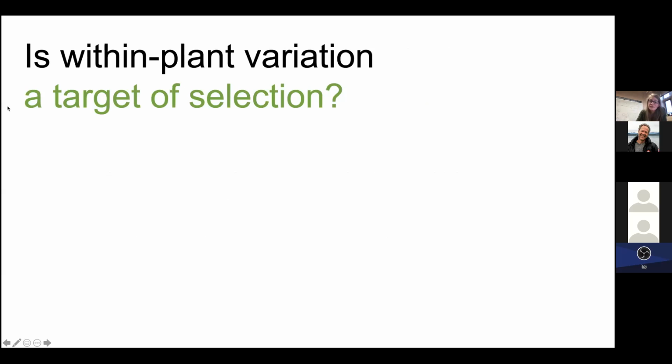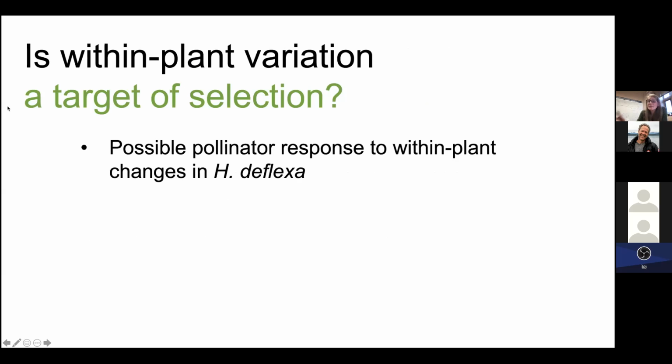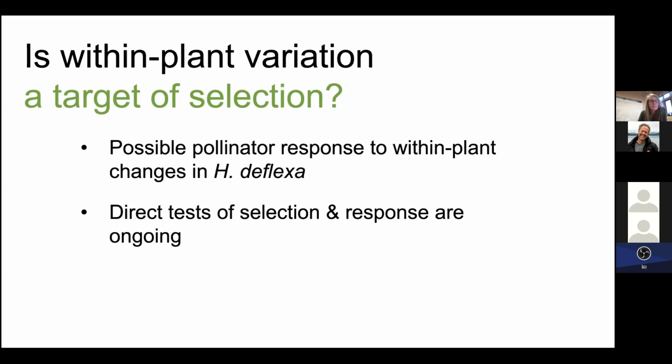Is within plant variation a target of selection? I'm seeing some possible responses of pollinators to within plant variation in the field, but there's work to do there to show a causality of effect still. And second, I've got some ongoing tests to directly test whether selection is acting on within plant variation and whether plants can respond to that selection.